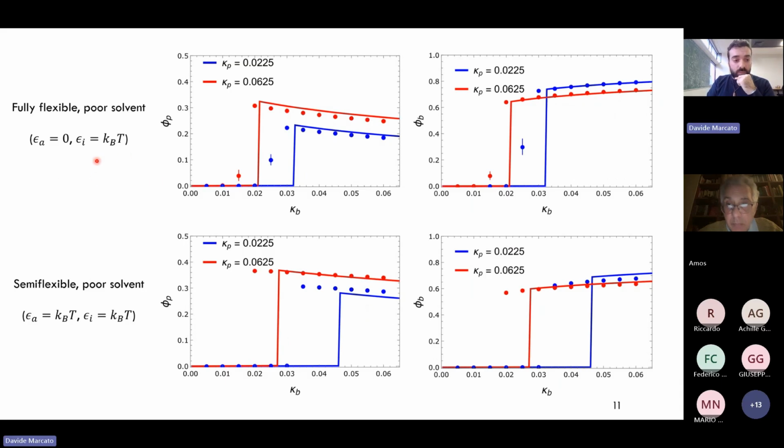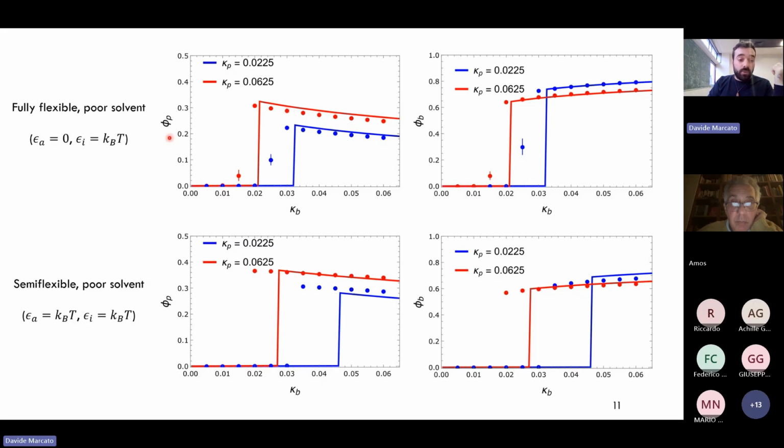Here instead, what we did was to switch on the nearest neighbor interaction. Now epsilon I has been set to KBT. And you can see that in this case, there is a qualitative difference with respect to the previous case, because now there is a phase transition. In particular, when you are at very low fugacity, you are basically in a gas phase. So there are very few polymer chains and they are very, very short. The lattice is basically empty. And then at a certain point, you hit a critical value of the bond fugacity, and all of a sudden, your lattice is filled with polymers.